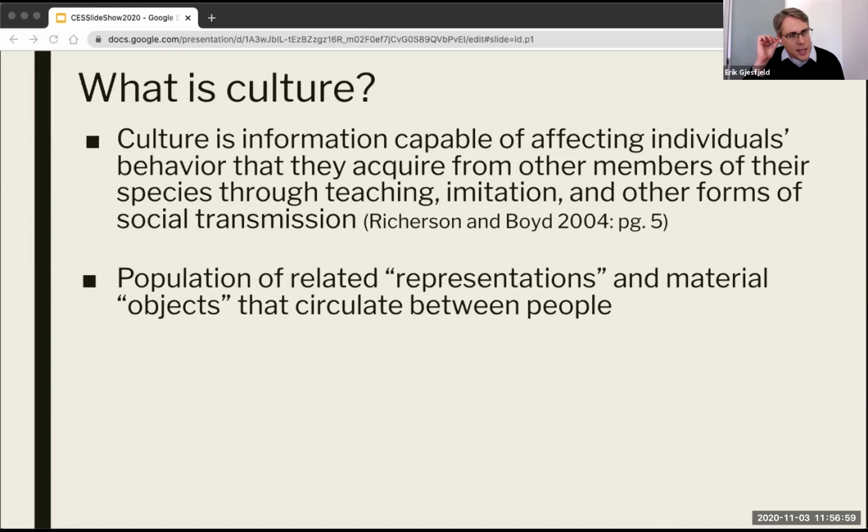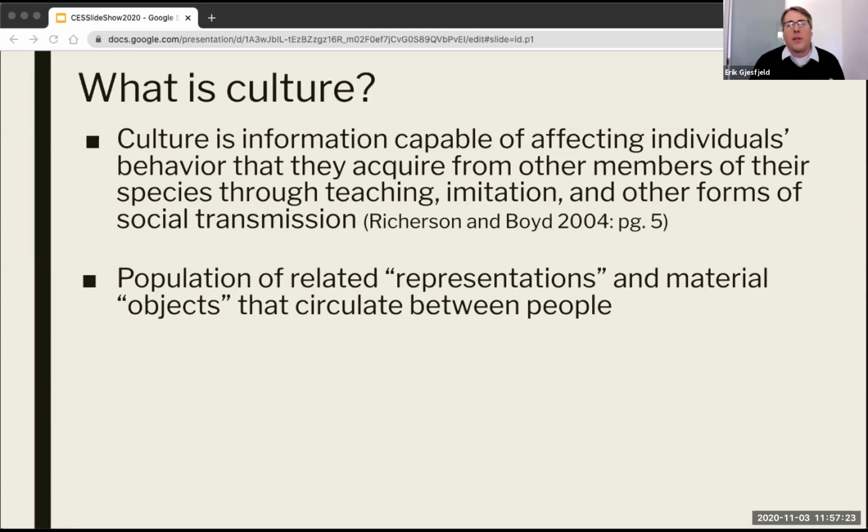And this is really the idea that culture is information, and it's information that's capable of affecting individuals' behaviors. And perhaps more importantly, that it's information that is acquired from other members through social learning or through teaching and imitation and other forms of transmission. That's really one of the core arguments of this particular definition.